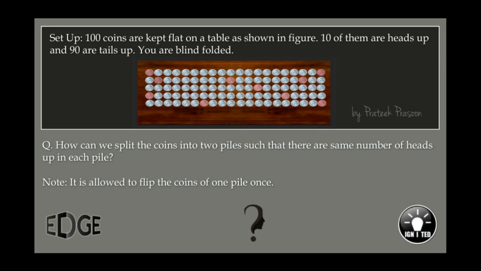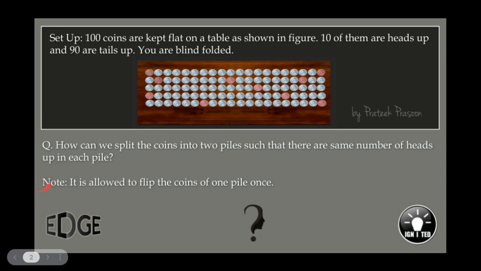How can we split the coins into two piles such that there are the same number of heads up in each pile? What you have to do is separate the coins into two parts. It might be in any ratio, and whatever those two piles will be, they should have an equal number of heads. It is allowed to flip the coins of one pile once. So whatever number of coins will be there in one pile, you can flip them all at once. Okay, that is allowed. So this hint is given to you. That means you have to do flipping.